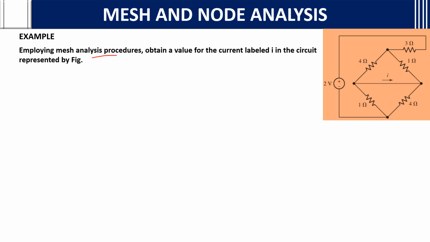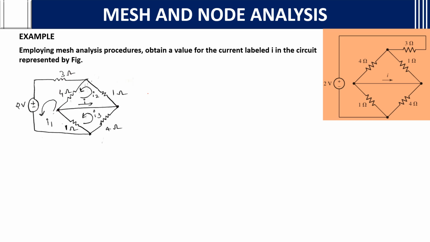Employing the mesh analysis procedure, obtain a value for the current labeled I. We need to find I in this circuit. How to find, we will see. We will see how to solve now. See, we will write in this way. As it is connected to this point, you can directly connect like this, 3 ohms, then 2 volts. Consider the currents I1, I2 and I3.